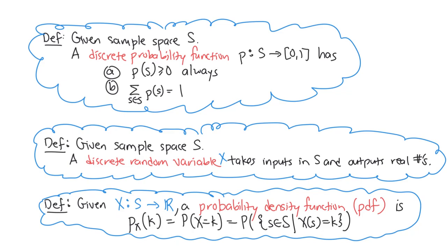The focus of the videos so far has primarily been discrete probabilities. Recall that in a discrete probability setting, a discrete probability function tells the probabilities at specific values. A discrete random variable takes inputs in your sample space and outputs a real number. Finally, the PDF tells the probabilities of specific outputs.